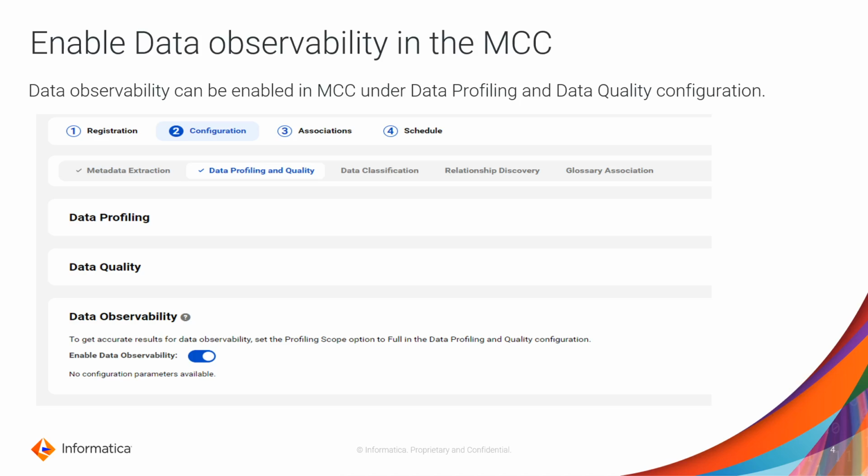In MCC, data observability can be enabled under data profiling and data quality configuration. By default, the data observability pane is grayed out if profiling is disabled. To enable data observability, make sure you check the profiling box, and then you'll have the option to enable or disable data observability.